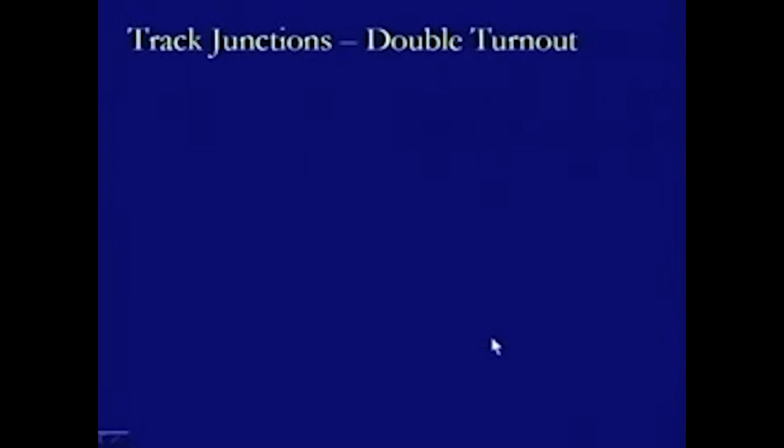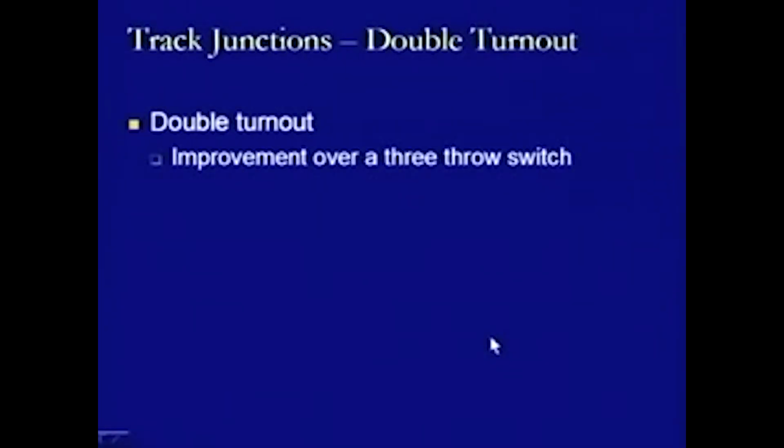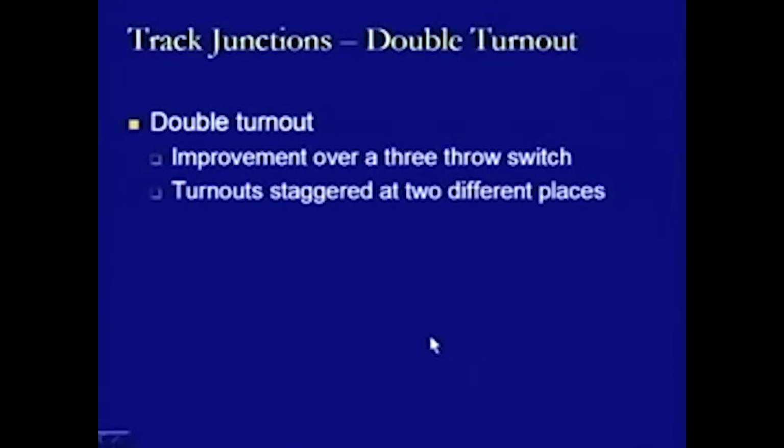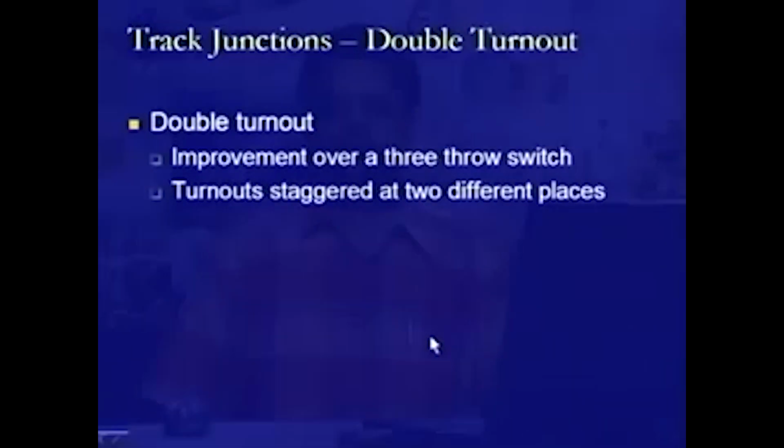Now coming to the double turnout. In the case of double turnout, it is an improvement over a 3-throw switch. The turnouts stagger at two different places. In the case of the 3-throw switch, what we have seen is that the turnouts are coming from the same location, but in this case the turnouts are not coming from the same location, they are coming from different places.